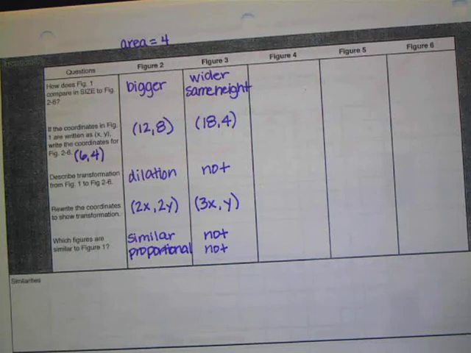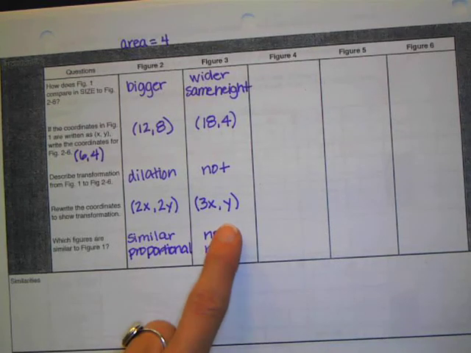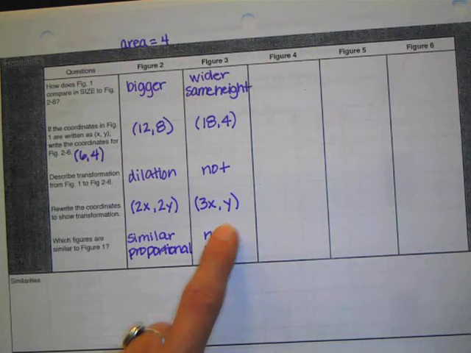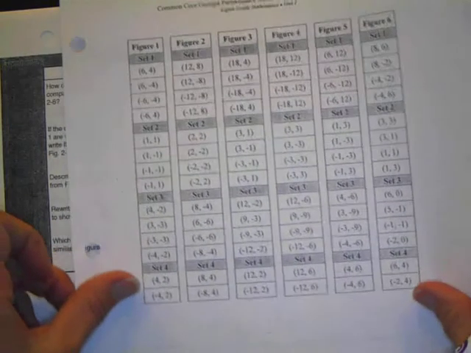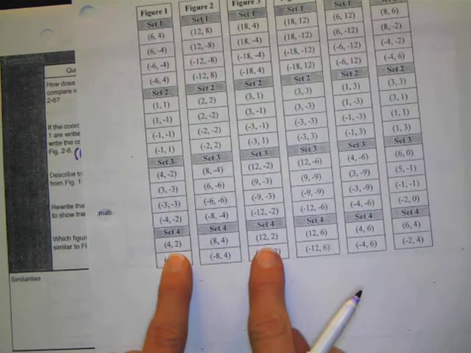But the cool thing is you've already moved your thinking. You already know how to say, this is what happened to it, though. I can tell you exactly what happened. Look at this. If I look at my points, let me just pick a point here. Let's just pick this one, 4-2 and 12-2. Did the height stay the same?